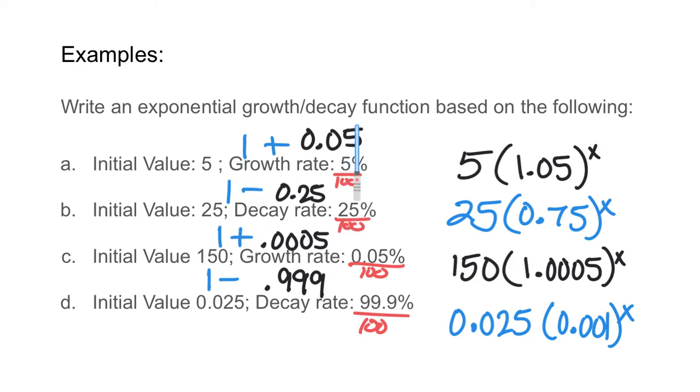Everything is changed to a decimal, and then we're going to add to 1 for growth and subtract from 1 for decay to get the factor that goes in my parentheses here. The number in the front is always your initial value or your y-intercept, and this will always be your factor, but you can't just use the percentage as the factor. You have to change it to use it.